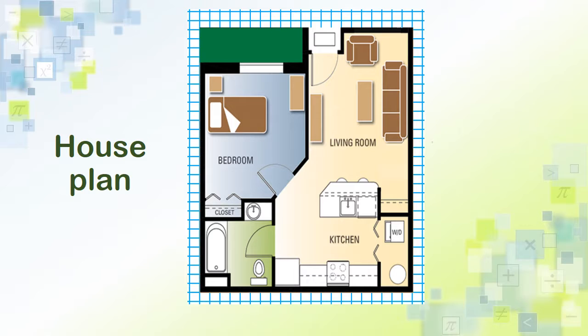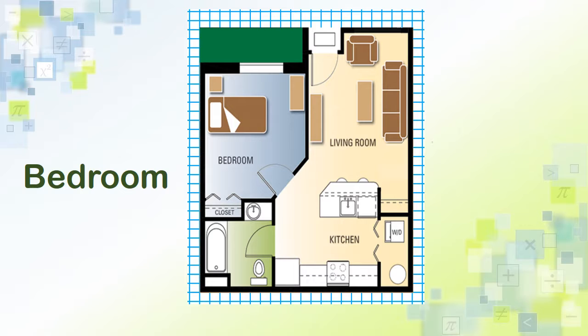So for example, here we have a house plan, and let's say that I want to change the tile or the floor in the bedroom to carpet or something else. We can see that the bedroom is an irregular polygon, so we're going to have to separate it into more common shapes that we know how to find the area of, for example, rectangles or triangles. And we're going to use the additive method to do this.